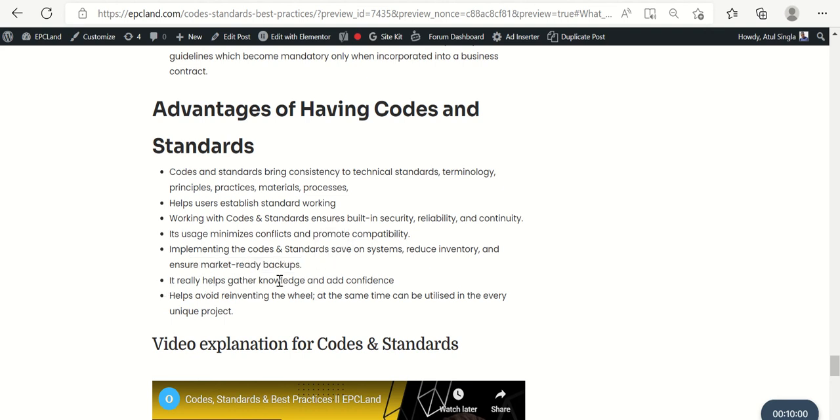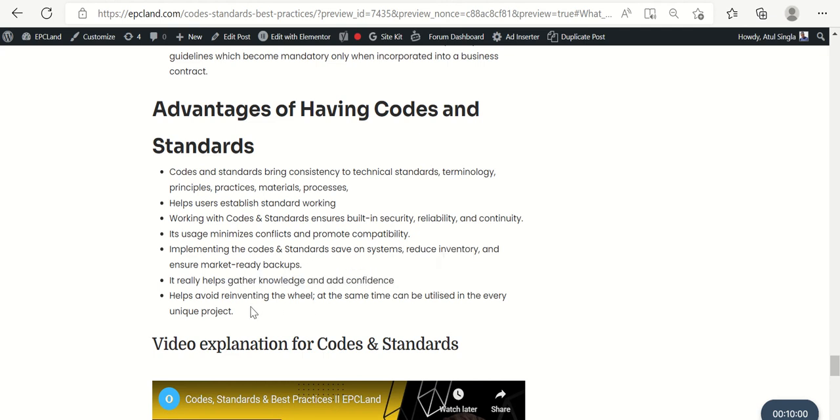It really helps gather knowledge and adds confidence. Once we know that if we follow these codes and standards our project will be safe, it helps build in-house confidence. We can gather knowledge as we keep reading these standards, codes, and specifications, so that we know what others are doing and how things have to be done. This adds to our knowledge and confidence.